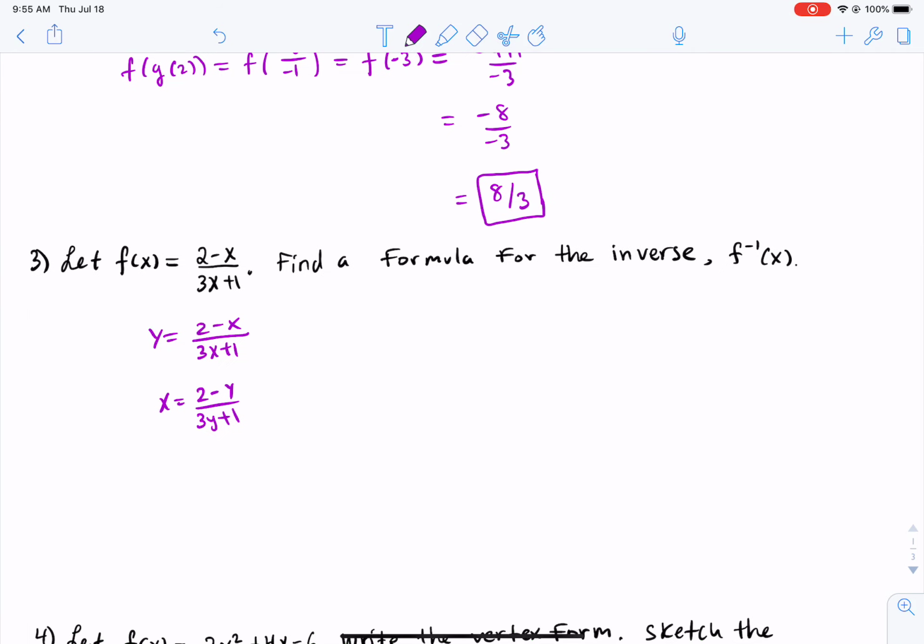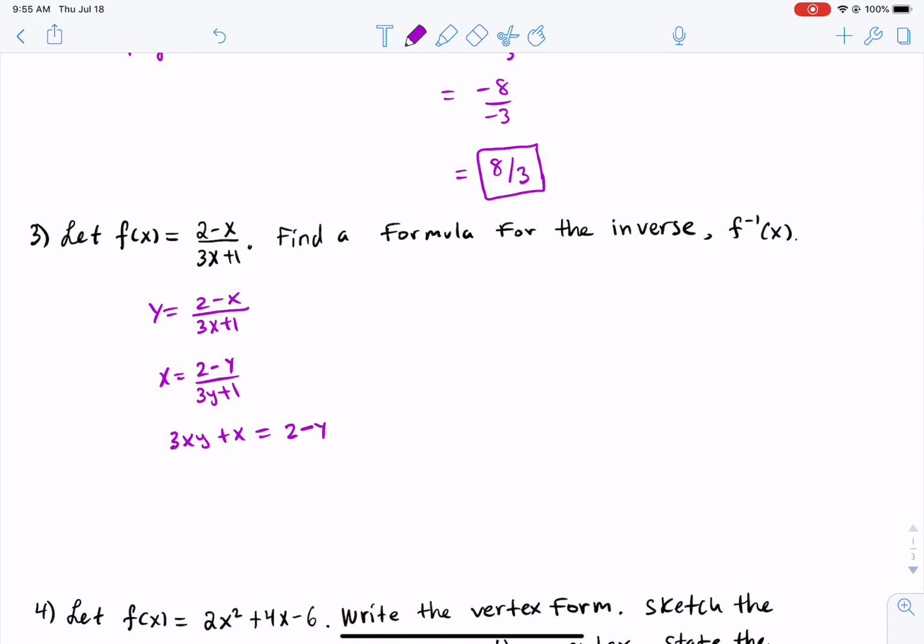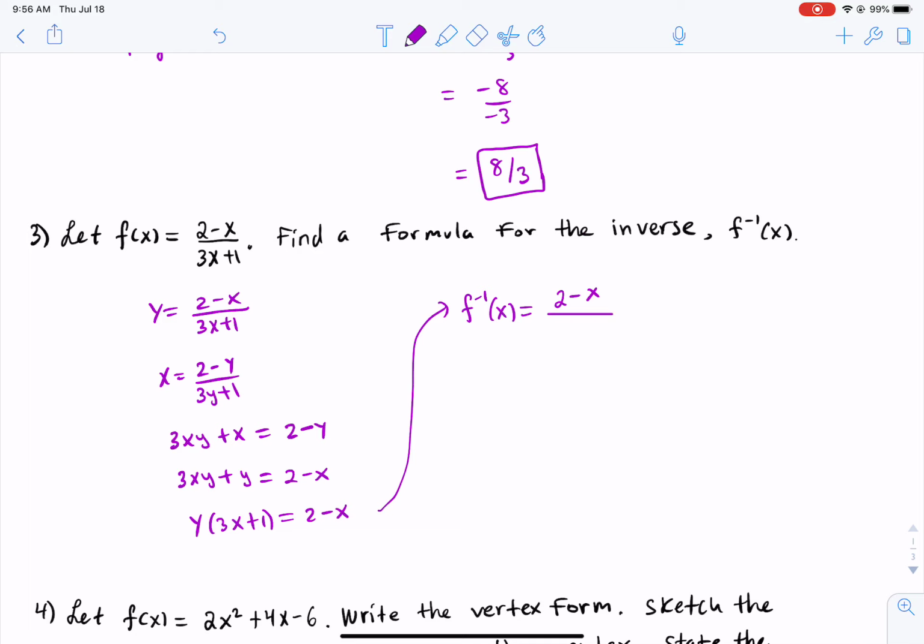So cross multiply. That'll be 3xy plus x equals 2 minus y. We're trying to solve for y, and this is the step where students make mistakes. There are two y terms, right? You have to put them on the same side. So I have 3xy plus y equals 2 minus x. Factor out the y, and this will look like this. And finally, we are going to call that formula the inverse. This is going to be 2 minus x divided by 3x plus 1.